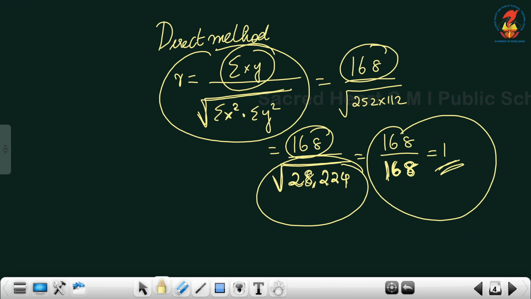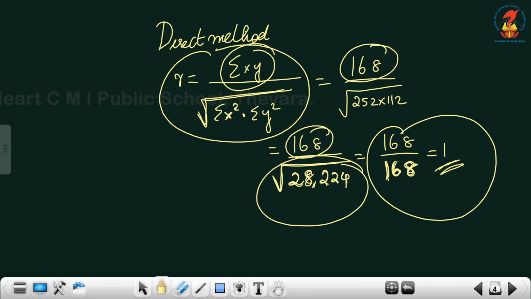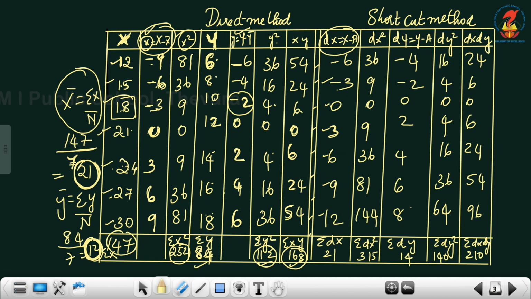After this, you have to square this deviation, dx square. Why do we need dx square? Because in the formula we need dx square, isn't it? So you have to square that dx. When you square it, 6 into 6, 36, minus 3 into 3, 9, then 0, 9, 36, 81, 12 into 12, 144. Like how you found dx, you have to find dy also.